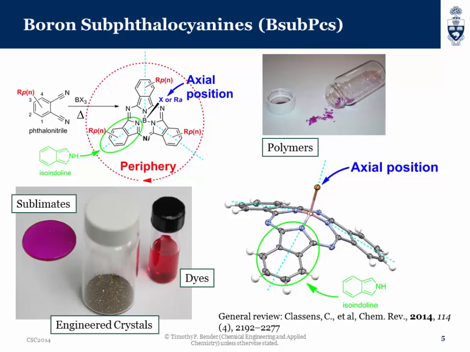Now, early on in my appointment here at the University of Toronto, we got interested in a very unique phthalocyanine, the so-called boron subphthalocyanine, which, if you draw it in 2 dimensions, looks like a standard planar aromatic organic semiconductor molecule, but if you look at it in 3 dimensions, it's actually got this very unique bowl shape. What is unique about this is that we can use boron chemistry at the axial position, shown here, to convert boron subphthalocyanine into dyes, engineered crystals, which look like fool's gold, and sublimates for incorporation into OPDs.